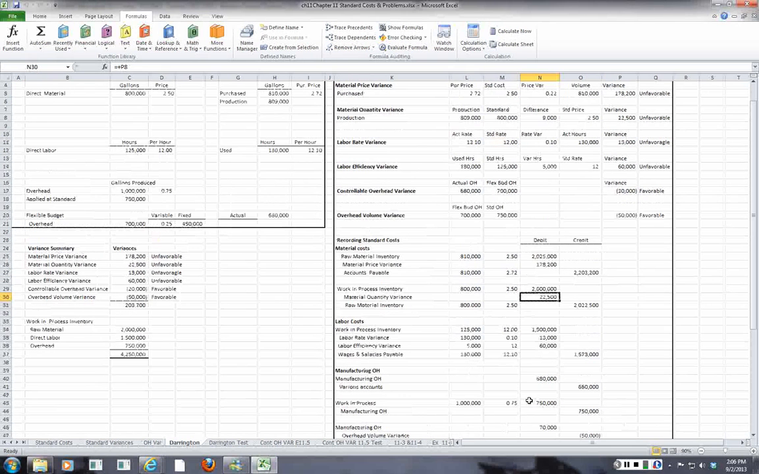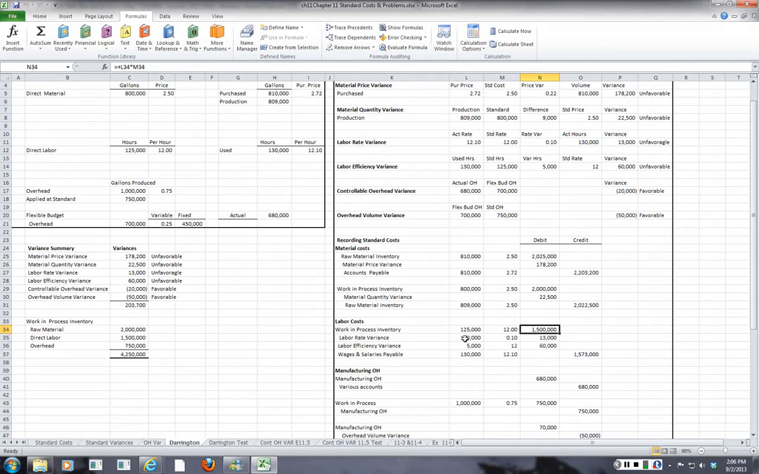Labor costs. How do we record that? Well, we've got labor. We've got the work in process. It's going to be 125,000 labor hours at $12, which is the standard rate. So what we're going to put into work in process for labor is $1.5 million.